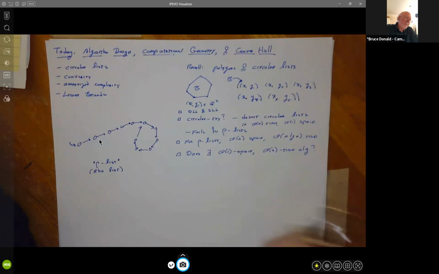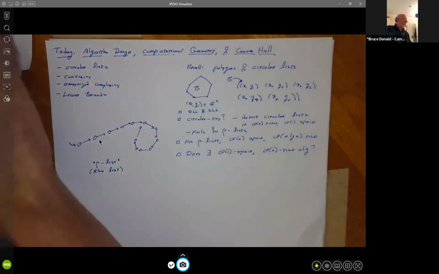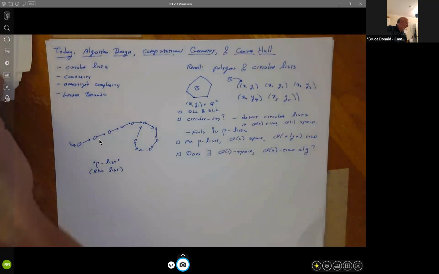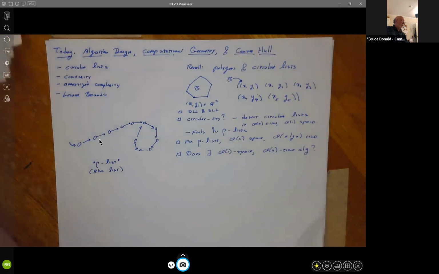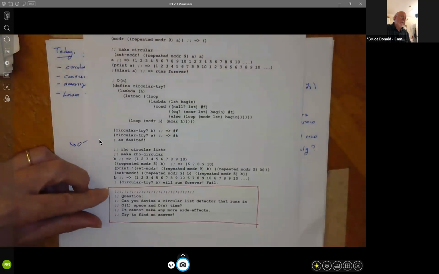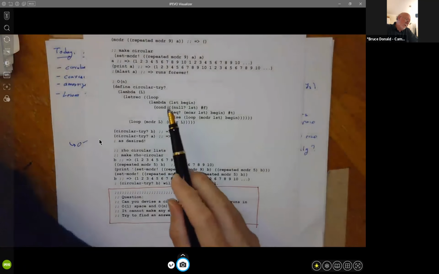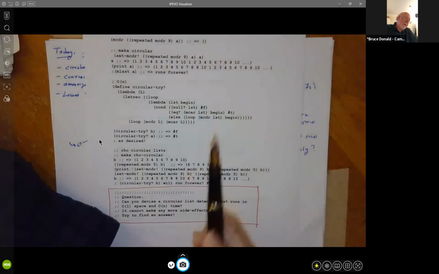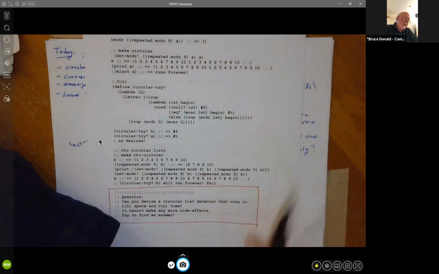So how could we have a thing better than circular try that would work in this case? And let me just remind you of kind of how these things played out when we talked about them. We had something that looked like this for circular try, and you can see it here. What it did is it tried to say, just keep track of the first thing you began with, compare everything else to it as you cdr down the list.